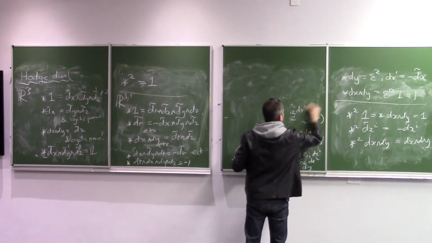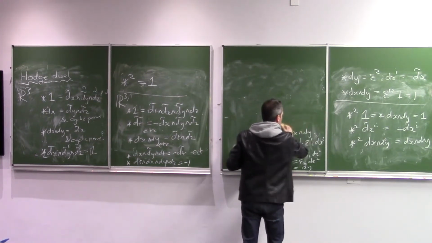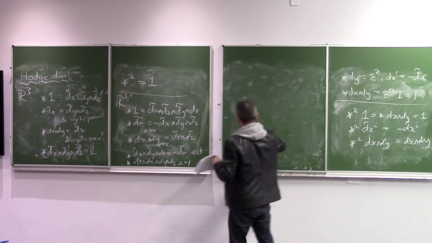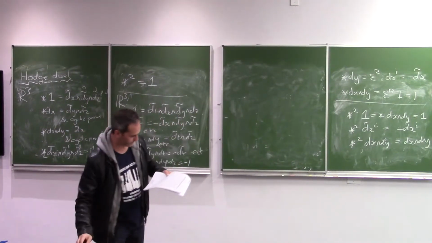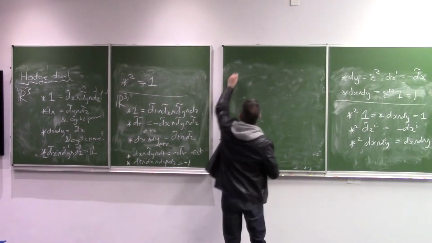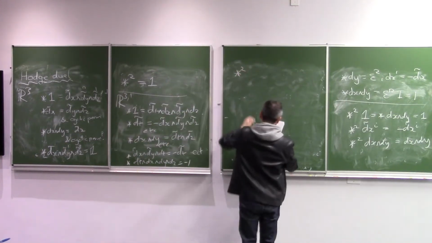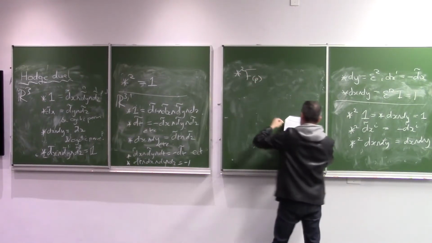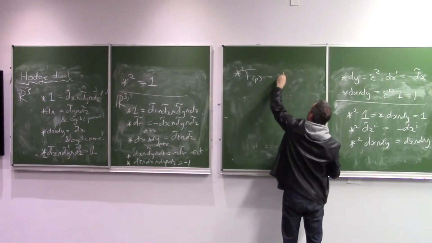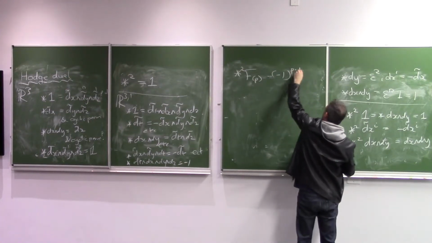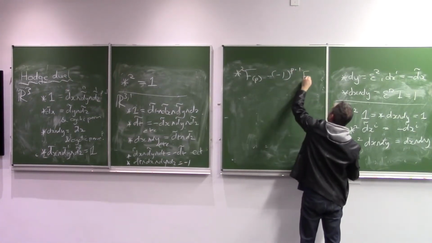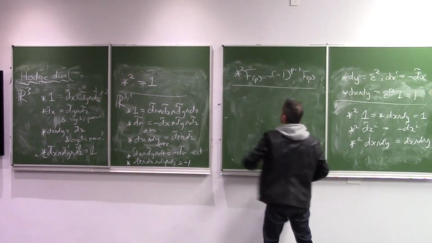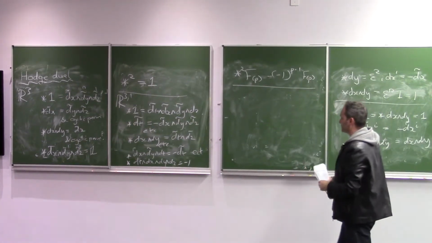So the Hodge dual squared in Minkowski space turns out to be, you can check this, the Hodge dual squared of the p-form is equal to minus 1 to the power of something, times the p-form. Okay. So let me just tell you what the general formula is.